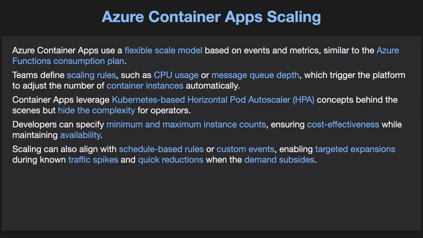Azure Container Apps use a flexible scale model based on events and metrics, similar to the Azure Functions consumption plan. Teams define scaling rules, such as CPU usage or message queue depth, which trigger the platform to adjust the number of container instances automatically. Container apps leverage Kubernetes-based horizontal pod autoscaler (HPA) concepts behind the scenes, but hide the complexity for operators. Developers can specify minimum and maximum instance counts, ensuring cost-effectiveness while maintaining availability. Scaling can also align with schedule-based rules or custom events, enabling targeted expansions during known traffic spikes and quick reductions when the demand subsides.